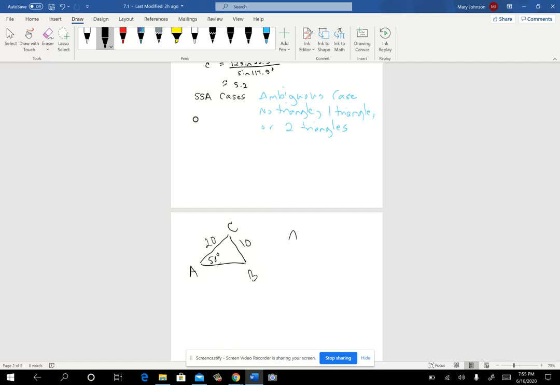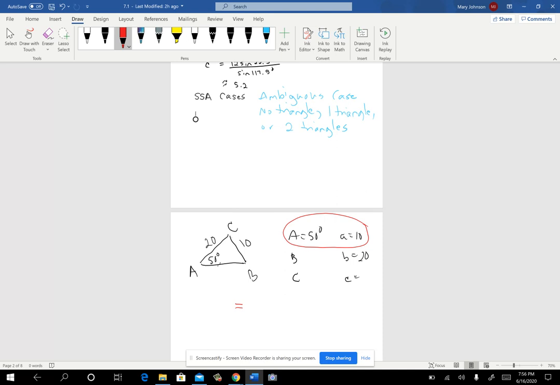So that's the given information. I'm thinking about trying to solve the triangle. I know angle A is 50 degrees. I know side A is 10. I know side B is 20. And I don't know the rest of it. So if I'm going to use the law of sines, then I want to have this for one of my ratios, and I'm going to put that as one of them.